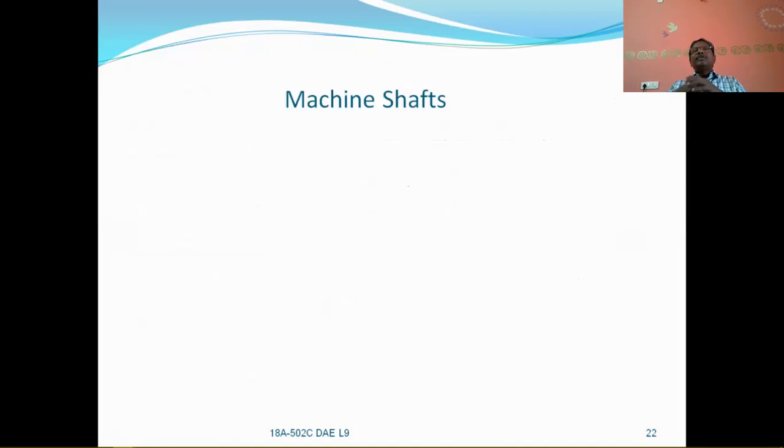And then the machine shaft. The best example for machine shafts is the spindle.